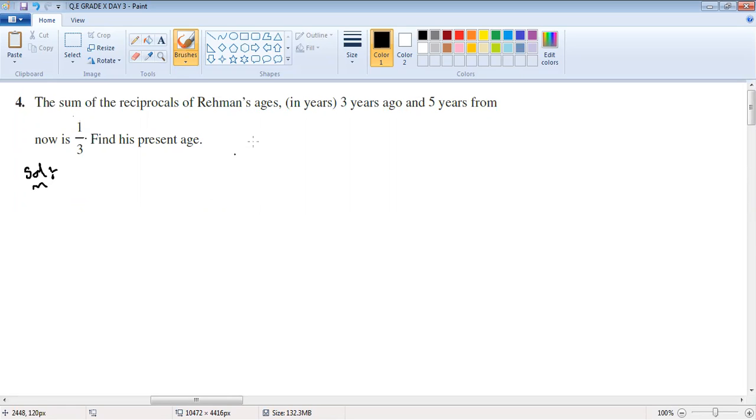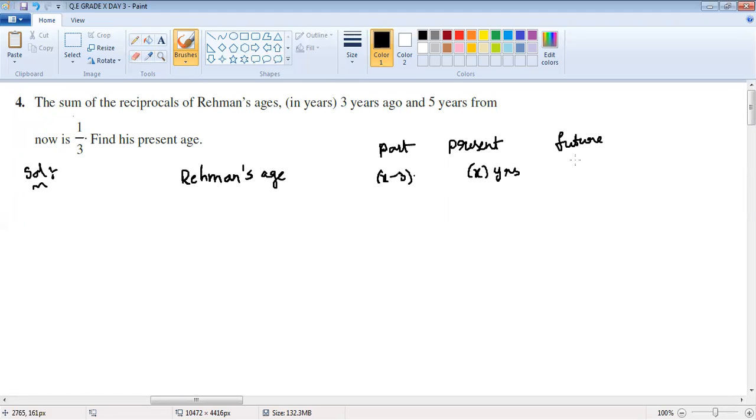Okay, Rahman's age 3 years ago and 5 years from now. So first of all, I'm going to take Rahman's age: present, past, future. So first of all, I take it as x years. Then x minus 3 years. Then x plus 5 years.